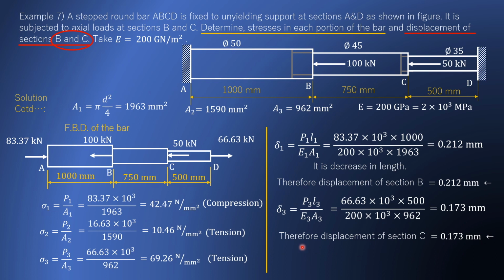We are not writing the answer for deformation of any portion. We are writing the answer for displacement of junction B and displacement of junction C. So we should write the answer properly. Answer the question: displacement of section B and C. So we have written here section B moves 0.212 millimeters leftwards and section C moves 0.173 millimeters leftwards.